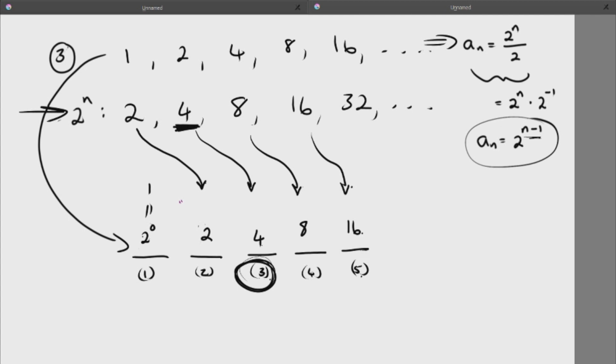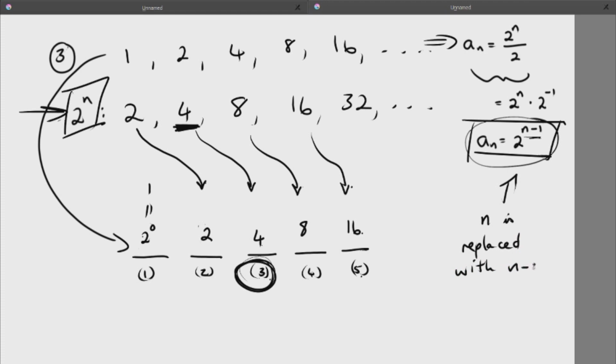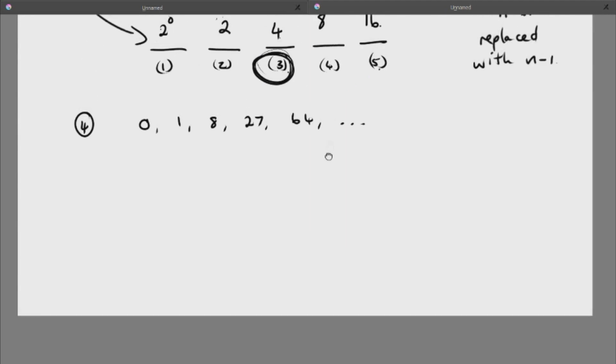If I compare the 2 to the n original formula to 2 to the n minus 1, I can see here n is replaced with n minus 1. And that's always going to indicate a shift in the original sequence. Let's do one more and see. Let's do 0, 1, 8, 27, 64, and so on.